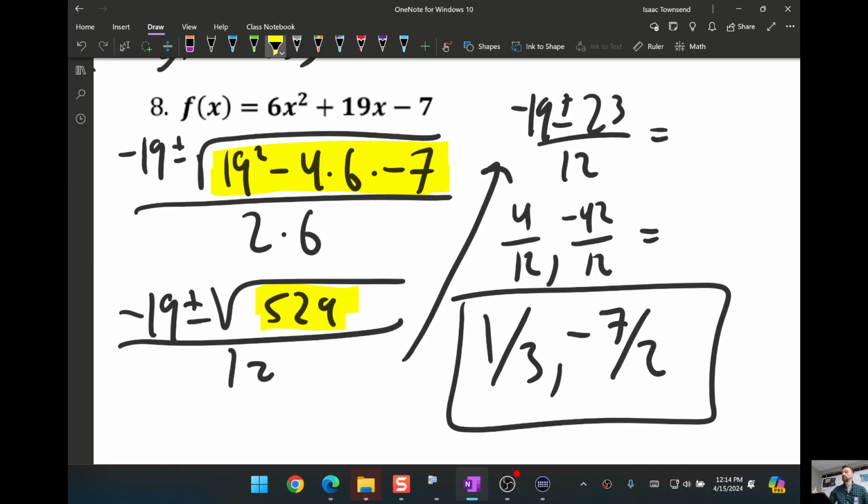But then at the end, make sure you know how to come up with these two answers. I did negative 19 plus 23, which is 4, put it over 12 and reduced it. And negative 19 minus 23, which is negative 42, put it over 12 and reduced it. But plug in A, B, and C as the formula says. Arithmetic with the calculator, square root in a calculator, adding, divide, subtracting, divide, and that's where the answers came from.